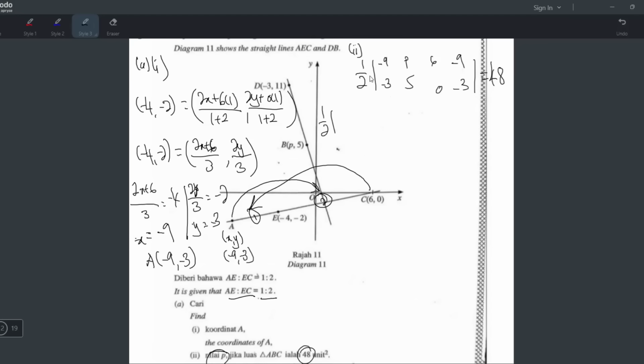1/2 modulus. Alright, macam mana nak darab? Always start dari atas and then darab silang. So -9 times 5, -45. And then tambah. P times 0 is 0, 0 tak payah tulis. And then tambah. 6 times -3 is -18.